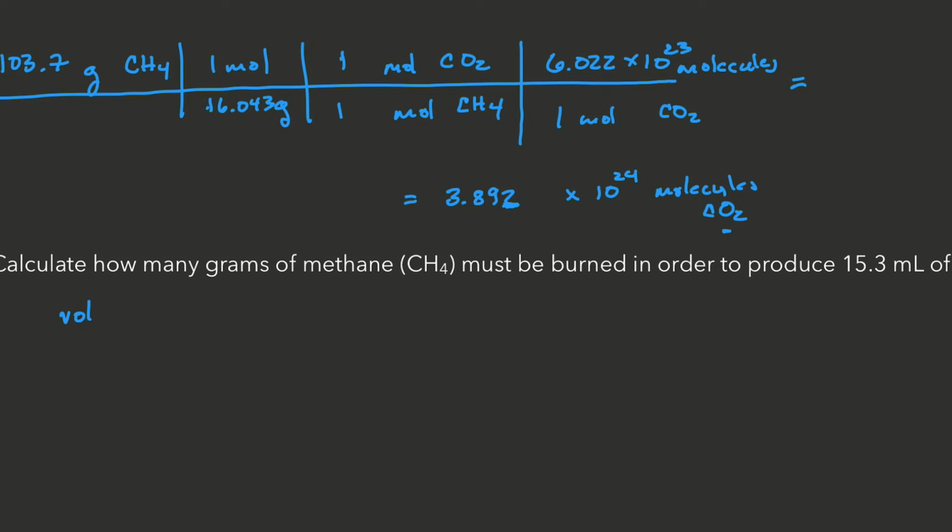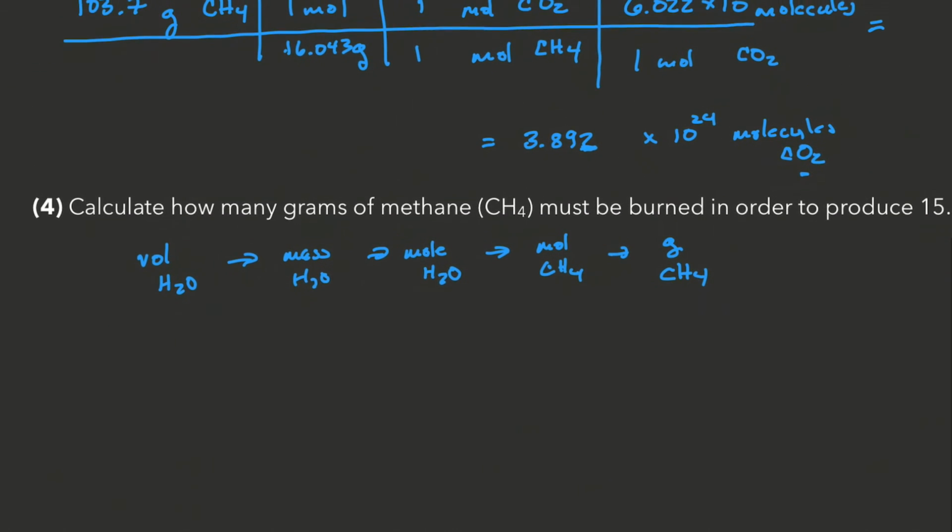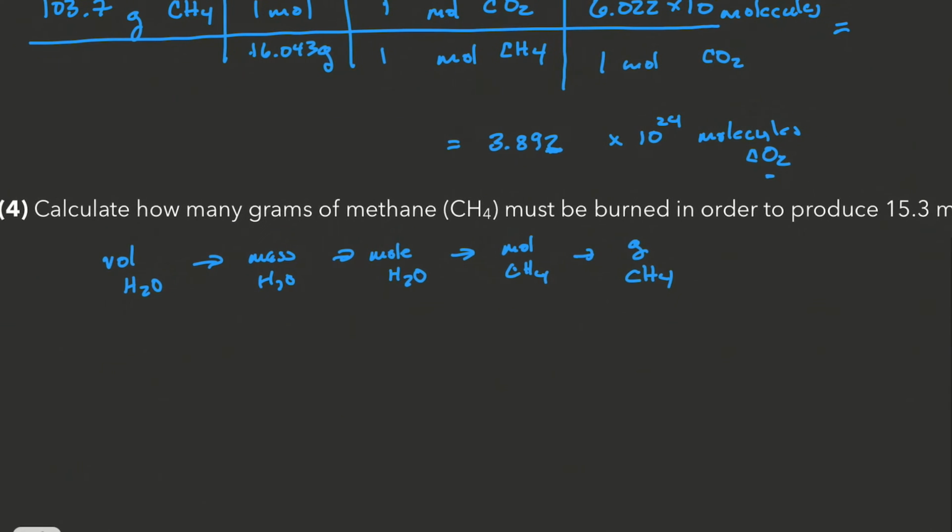I'm starting with a volume of water. I need to convert that to a mass. Then I need to convert it to a mole. And what's my answer for? Grams. Okay, so then I'm going to need to convert to a mole of methane. Then I'm going to need to convert to mass of methane. Grams of CH4. Okay, and again, I would highly advise writing these steps out because it helps you remember what you need to do, especially if you like to solve it in pieces, which is totally okay too.